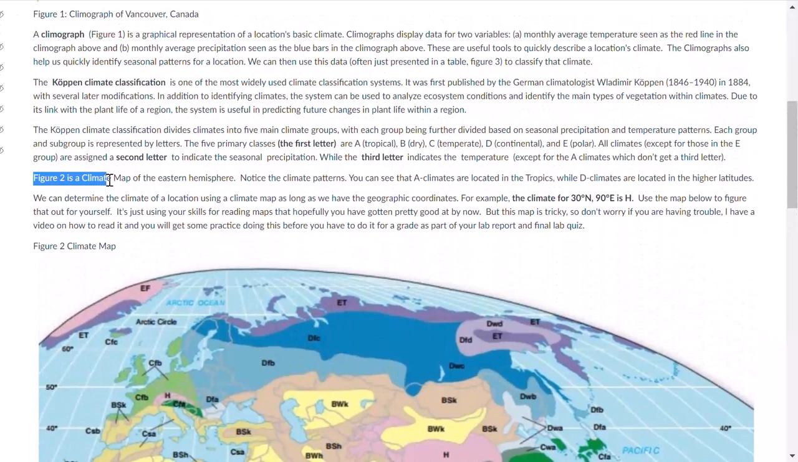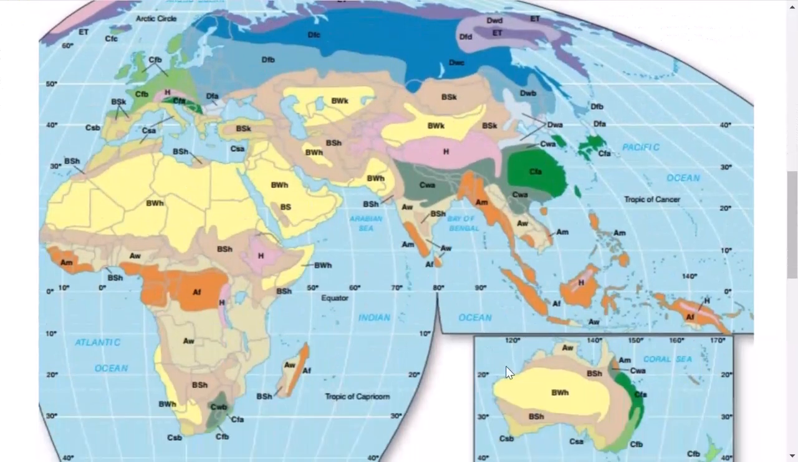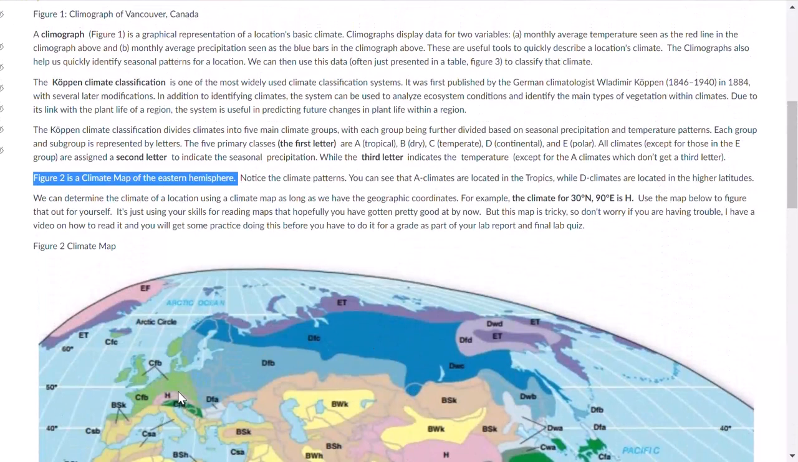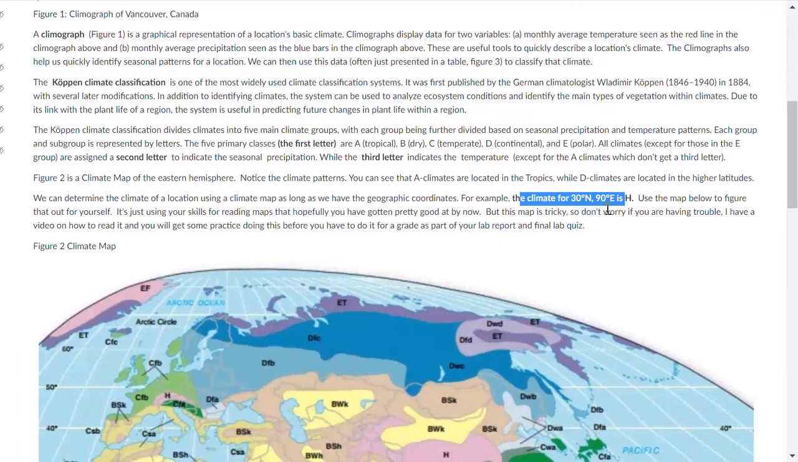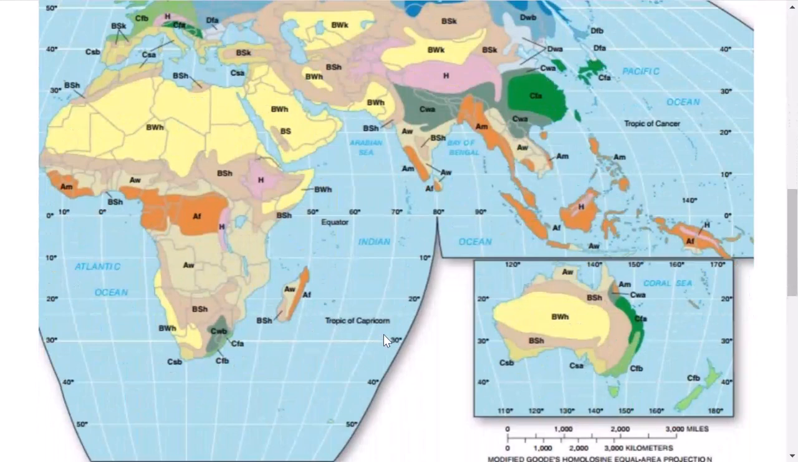And so that's what we're going to use figure 2 for. We are looking at the Eastern Hemisphere, right? So we're looking at the continent of Asia, Africa, down here, Southeast Asia, and Australia. Obviously, Europe is located in here too. And what we're going to do is jump back to using our ability to locate locations on the globe using longitude and latitudinal coordinates. So for example, if we need to determine the climate for something located at 30 degrees north and 90 degrees east, we first have to come down and figure out where exactly these locations are.